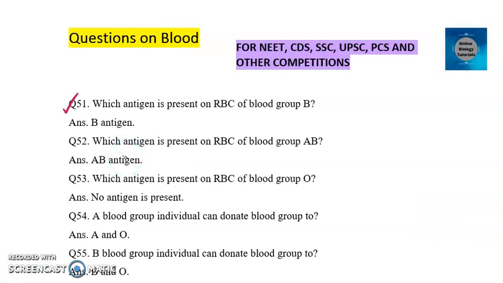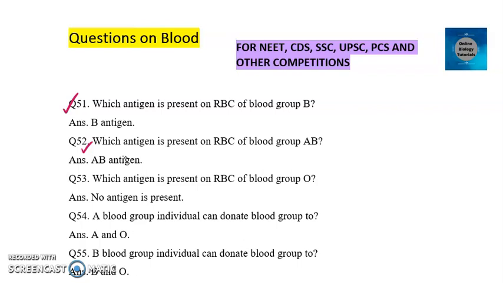Question number 51 is asking which antigen is present on RBC of blood group B. So the answer is B antigen, as we have just discussed. Question number 52 is asking which antigen is present on RBC of blood group AB. Answer is AB antigen. Question number 53, which antigen is present on RBC of blood group O? Answer is no antigen is present, or nil.